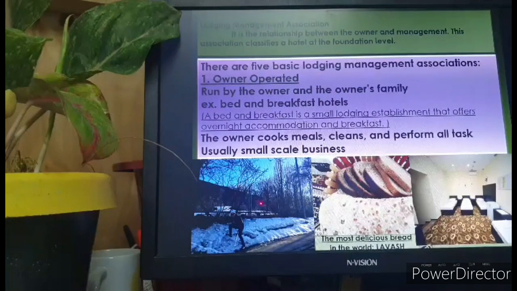And I just want to share my experience when I went to Armenia. This is the room. It's a bed and breakfast in Armenia, and of course the most delicious bread in the world is their lavash. Okay, so let's move on.